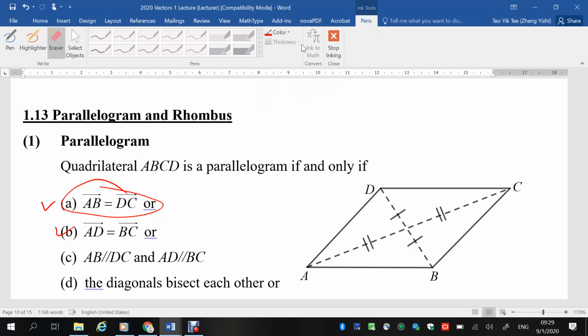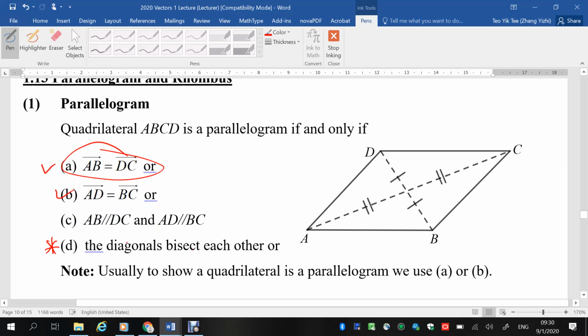Can you please asterisk D? Because this is usually the one that students always forget, and sometimes things like this get asked during the exam. The diagonals bisect each other. This is another feature of the parallelogram that is often omitted by students. But if I ask you to prove it is a parallelogram, my suggestion is just use A or B straight away. Don't use all the other things. So that's a parallelogram.